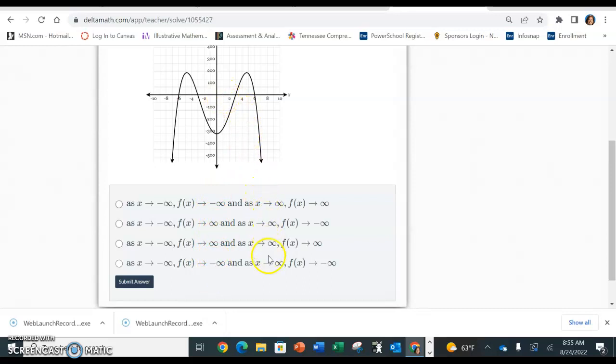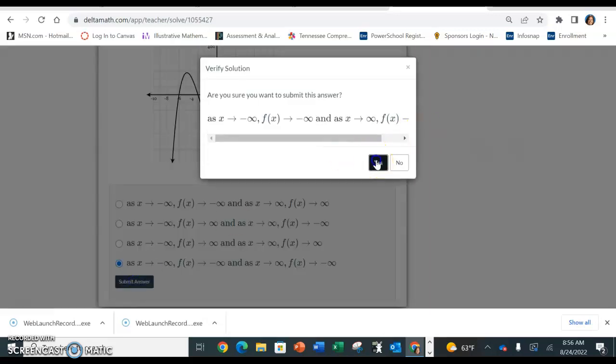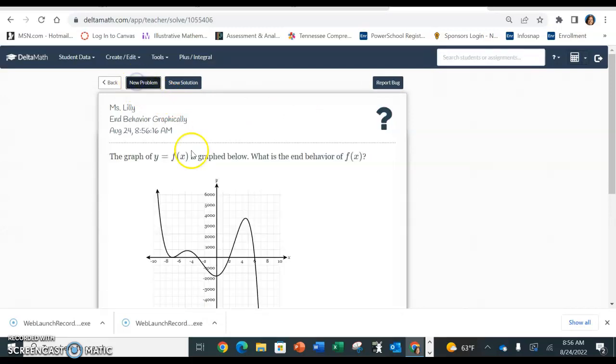Now, as x goes to positive infinity, you can see this goes to positive infinity for all of those. As x goes to the right, that's going towards positive infinity, because this arrow shows that it's going to continue if we keep graphing. And this is going down again. Down is negative and up would be positive. So this one is also going towards negative infinity. So it has to be the last one in order to be correct. All right, let's do a new problem.